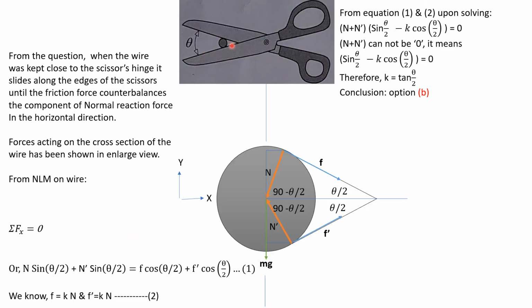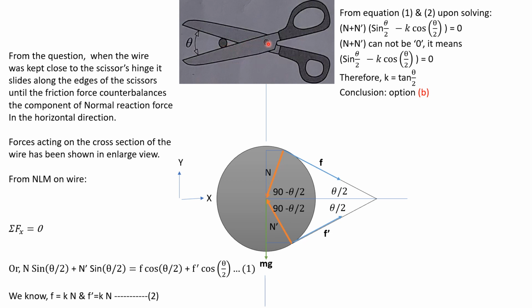This wire was kept first close to the hinge. This is your hinge point, meaning the scissor was widely open and the wire was close to the hinge, but when it was pressed to cut, the wire starts sliding and came to a stop when the cutting edges of the scissor make an angle theta between them. So try to understand the concept behind what is happening.